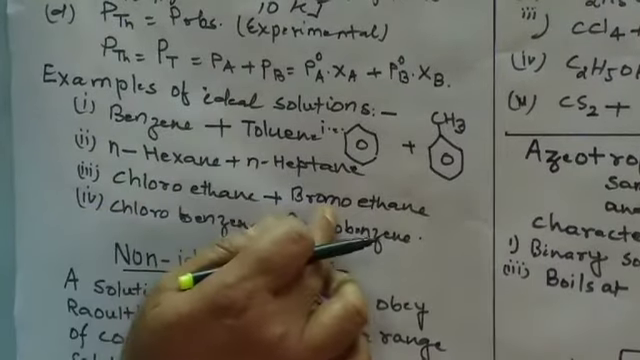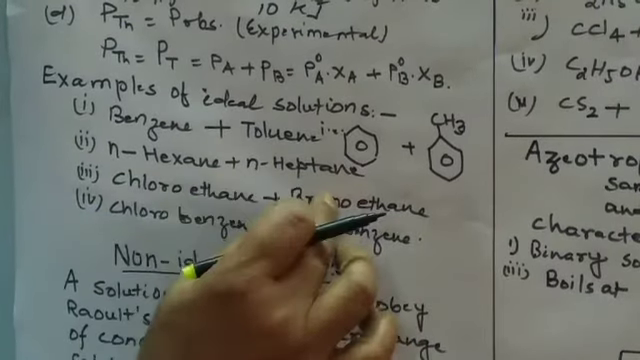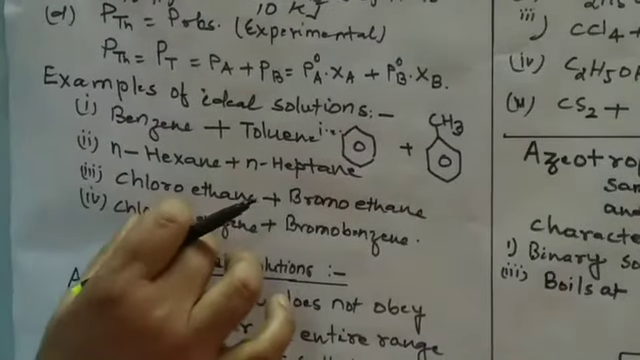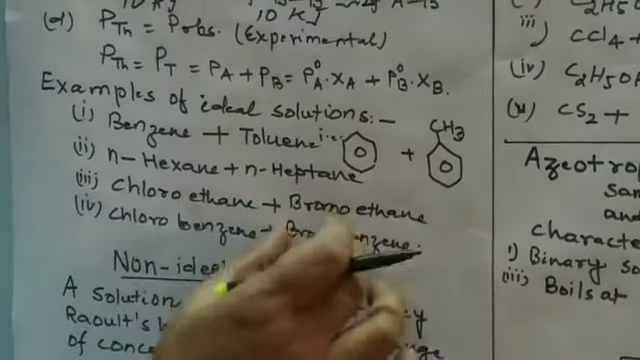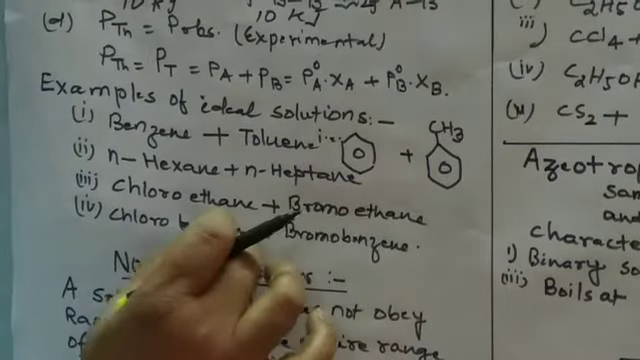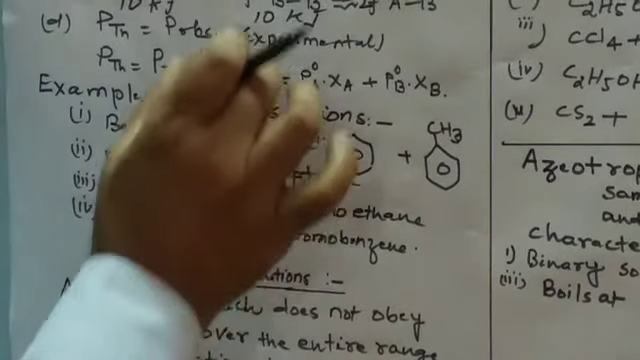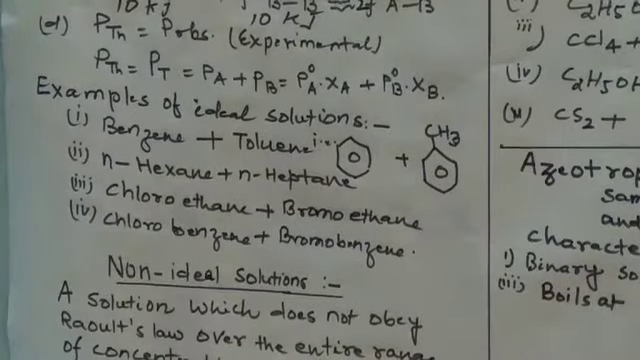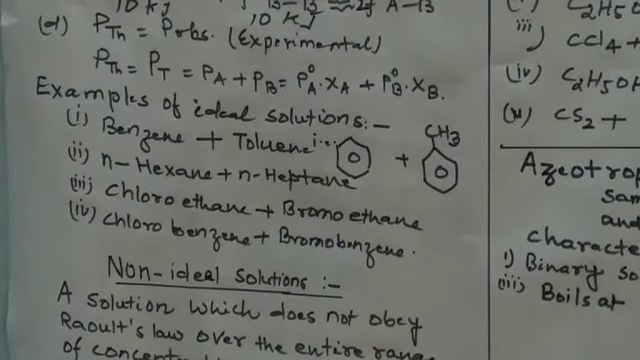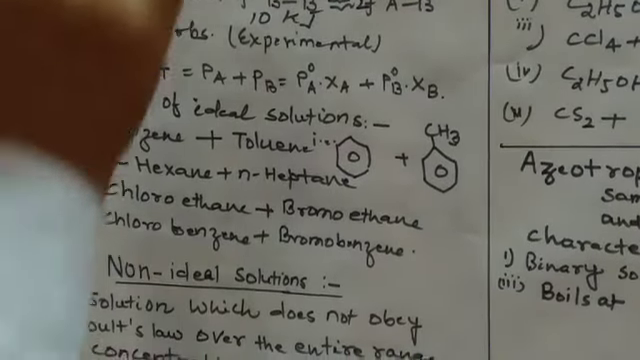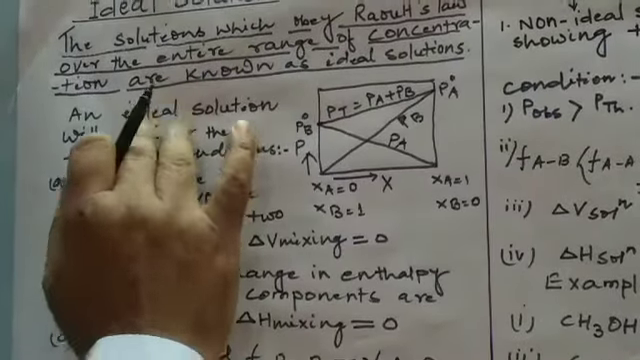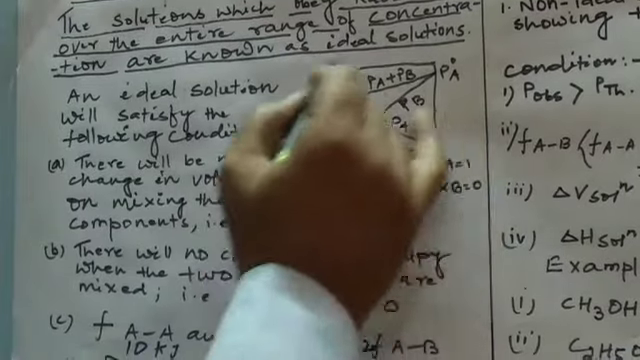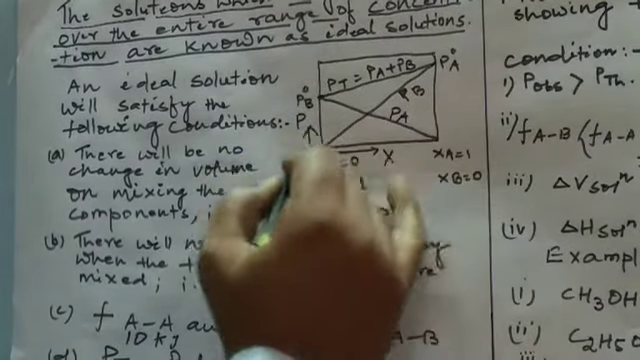Chloroethane and bromoethane, a mixture of these two is an ideal solution. Chlorobenzene and bromobenzene, these are components of comparable molecular masses which form an ideal solution. So an ideal solution is that which obeys Raoult's law over the entire range of concentration, and its graph should be like this.